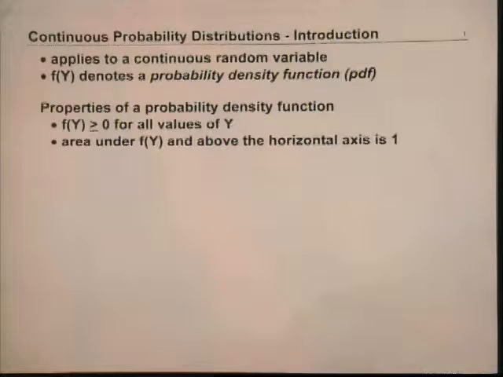Now we want to talk about continuous probability distributions, and you might guess that a continuous distribution is associated with a random variable that's continuous. It's a little different here because we don't have a probability associated with a single value of the random variable like we did in a discrete distribution. What we look at are intervals of random variables, so our notation is a little bit different.